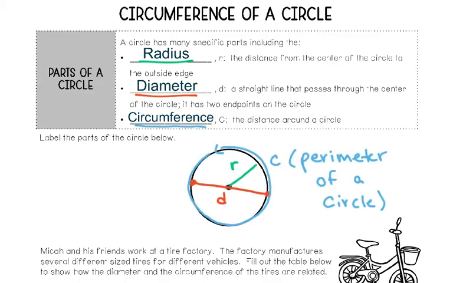If you haven't already, go ahead and take a second and make sure you've labeled the parts of this circle. You want to make sure you have radius being half the circle, diameter, that's the length all the way across, and the perimeter of the circle is what we call circumference. So I just used a little arrow to show that.